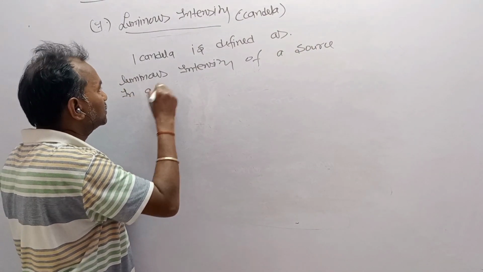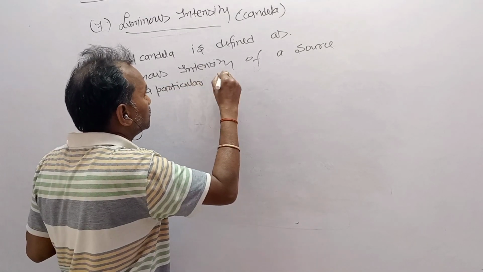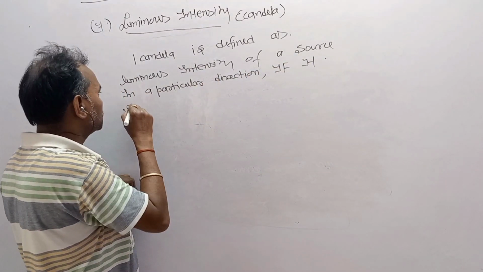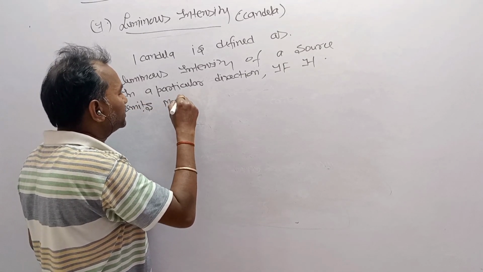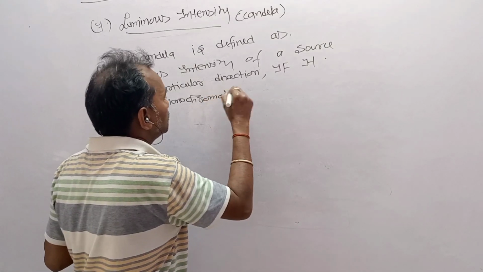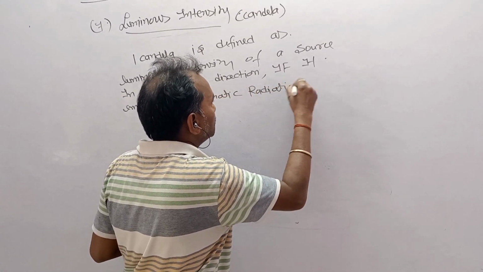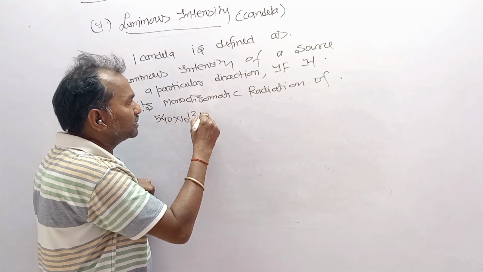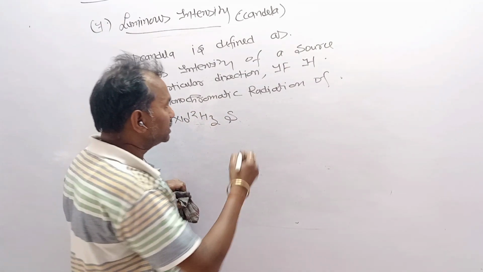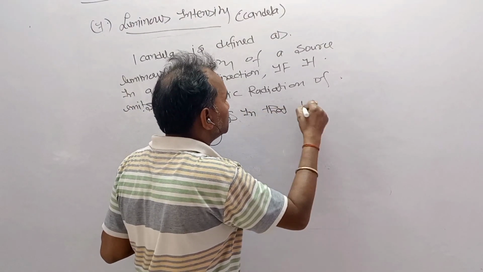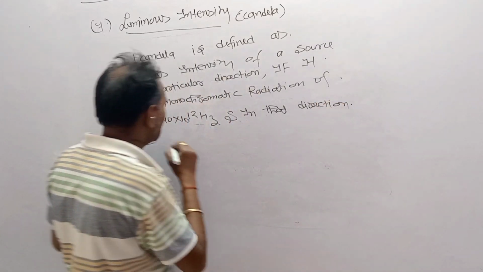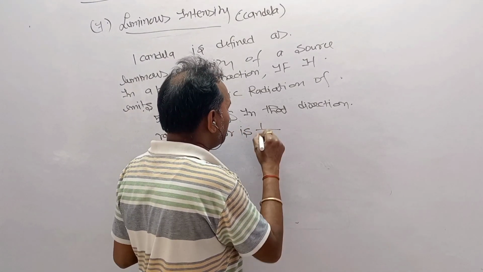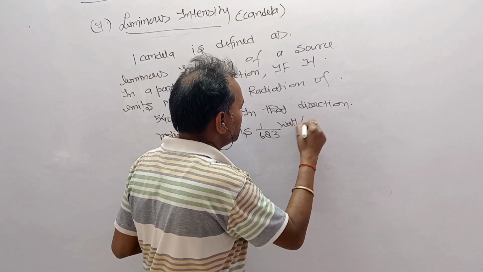in a particular direction, if it emits monochromatic radiation of 514 into 10 to the power 12 hertz, and in that direction the radiant power is 1/683 watt per steradian.